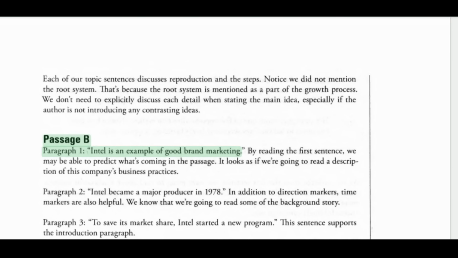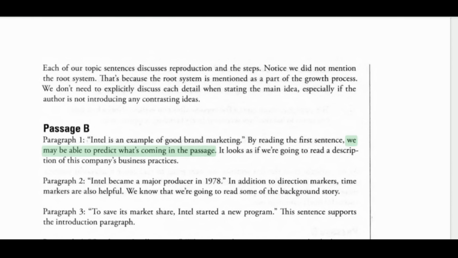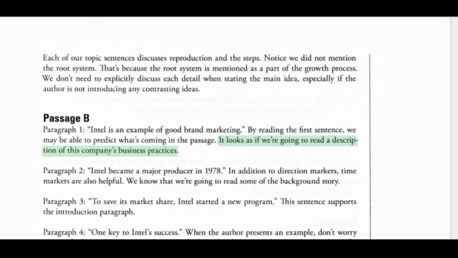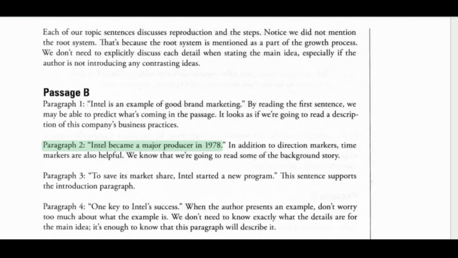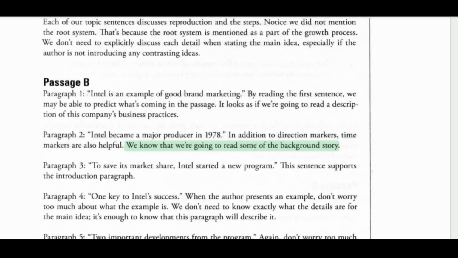Passage B. Paragraph 1. Intel is an example of good brand marketing. By reading the first sentence, we may be able to predict what's coming in the passage. It looks as if we're going to read a description of this company's business practices. Paragraph 2. Intel became a major producer in 1978. In addition to direction markers, time markers are also helpful. We know that we're going to read some of the background story.